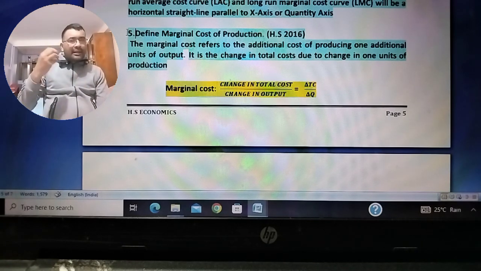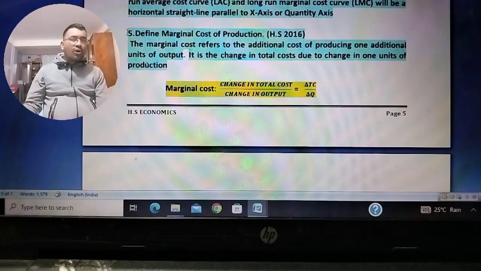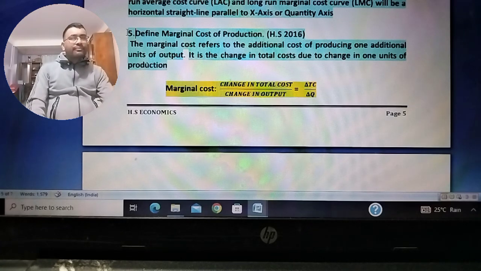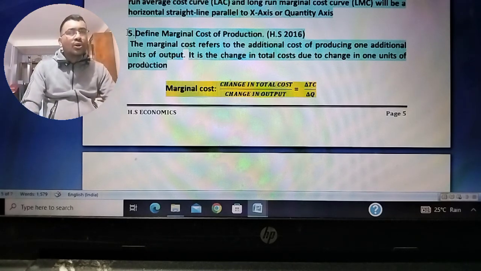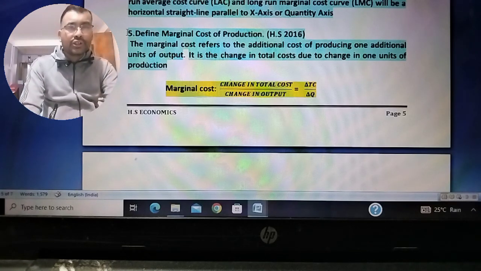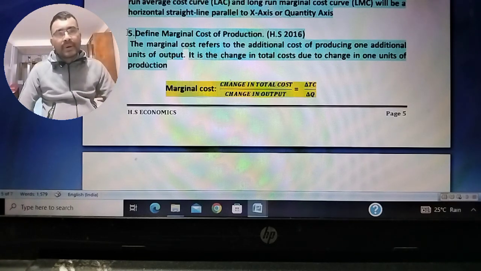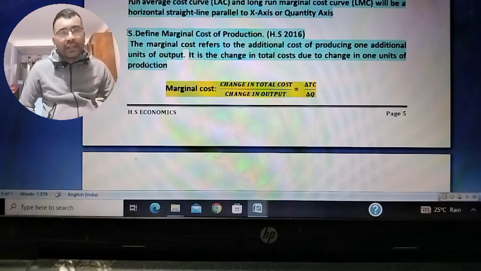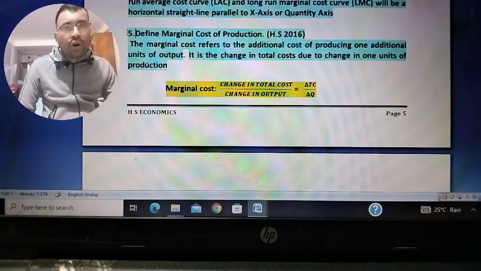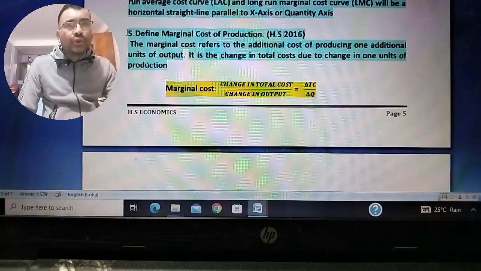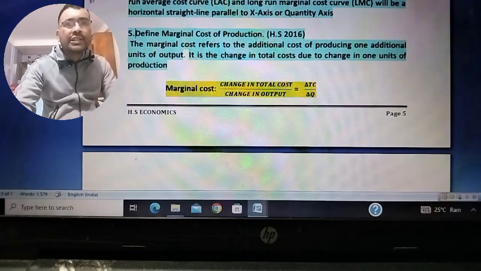So marginal cost is the additional cost or extra cost of producing 1 extra unit of output. If the firm produces 1 extra unit of output, then the increase in total cost is known as the marginal cost. So it is the change in total cost due to change in 1 unit of production. If the output changes by 1 unit, then the change in total cost represents the marginal cost. So marginal cost is equal to change in total cost divided by change in output.